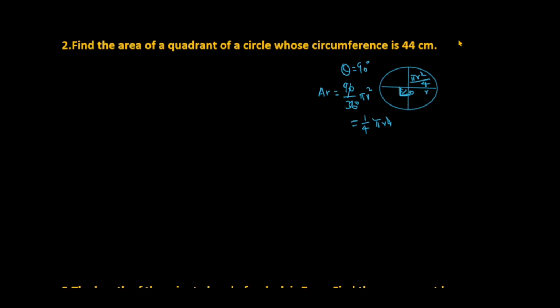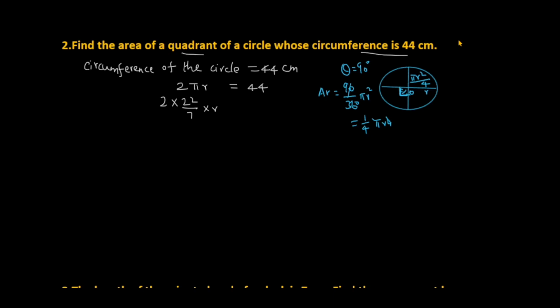But here the radius or angle, nothing is given. The word quadrant is given. With that we can conclude the angle is 90 degree and circumference of the circle is given. So circumference of the circle 44 centimeter. Why this is given means directly the radius is not given. Here the circumference of the circle given. You know the formula of circumference of circle, which is 2 pi r is equal to 44 centimeter. Using this, we have to find the radius of the circle.